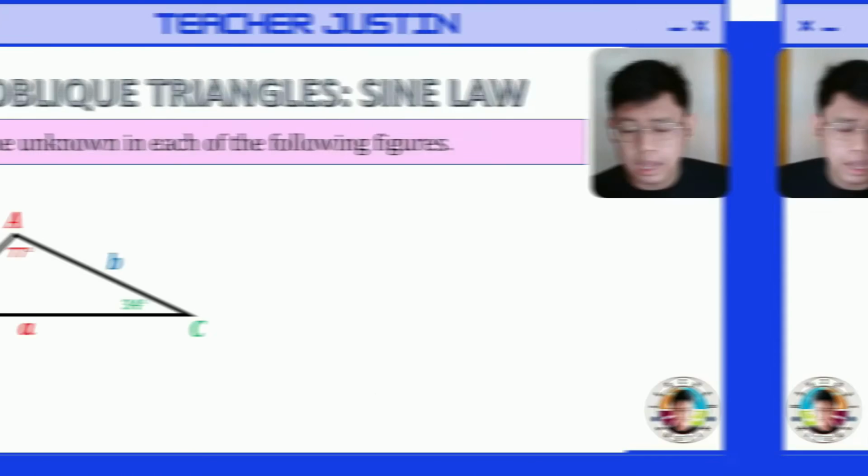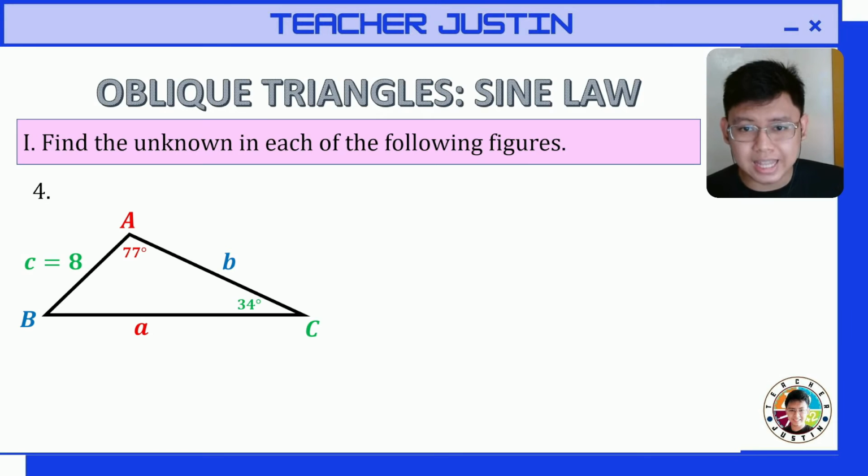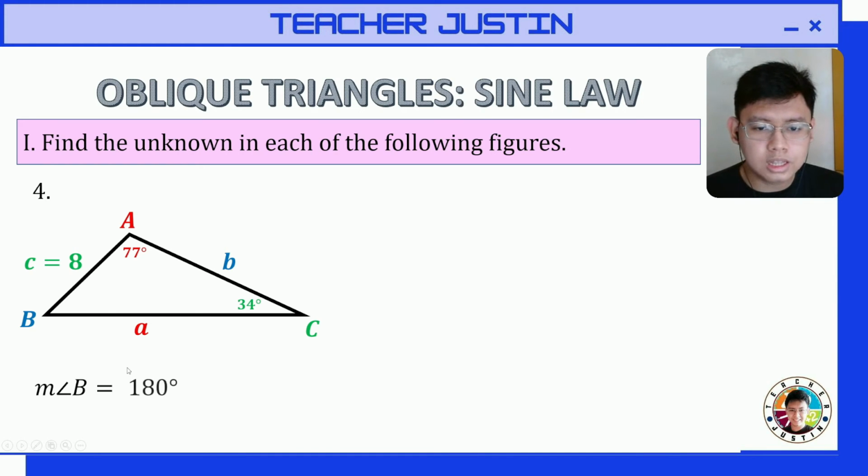Alright, tada! Okay, let's have this fourth item. Okay, let's solve for the missing values of this oblique triangle. Let's identify our given. We're given 2 angles and 1 side. So, para ma-solve natin tong oblique triangle na to, let's solve for the missing third angle. So, para makuha si measurement ni angle B, we're going to subtract 180 degrees and the sum of the two given angles. So, 180 minus 77 degrees plus 34 degrees.